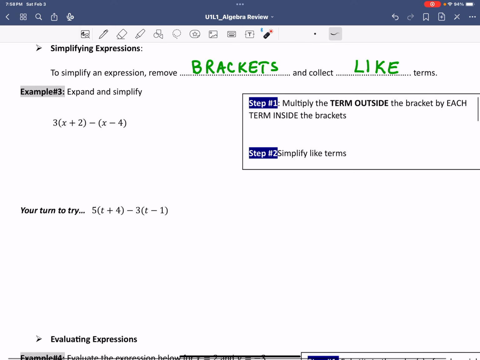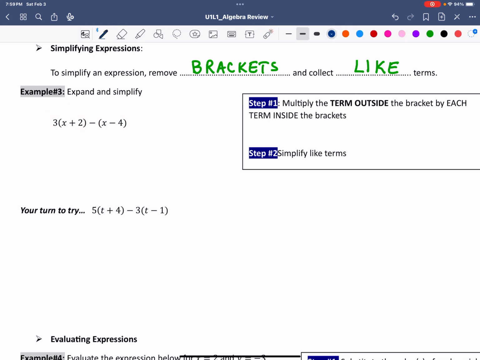Next, we are expanding expressions that contain more than one multiplication. To simplify an expression, we have to remove the brackets and collect like terms. So in this case, we have to first examine the expression. You have a bunch of polynomials multiplied, and this one here on its own, a minus in between. So we are multiplying 3 by x minus 2 and then subtracting x minus 4.